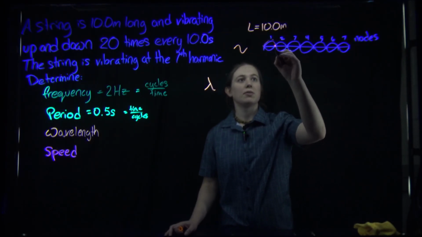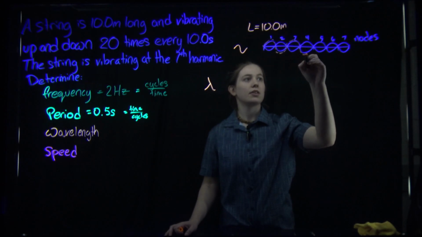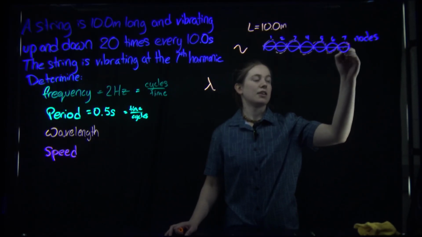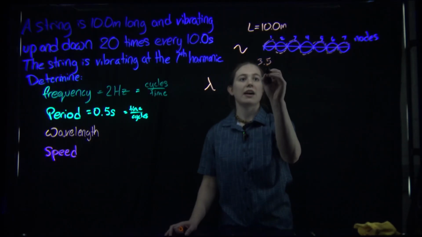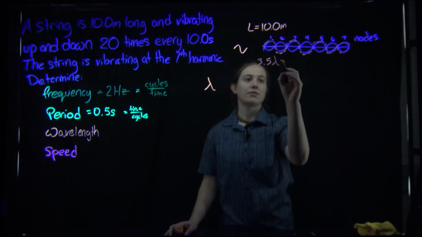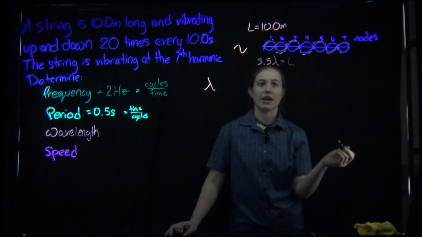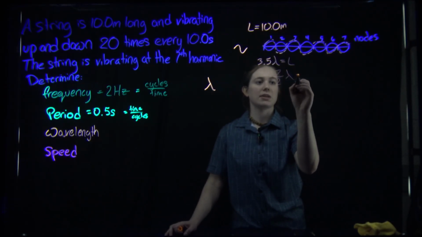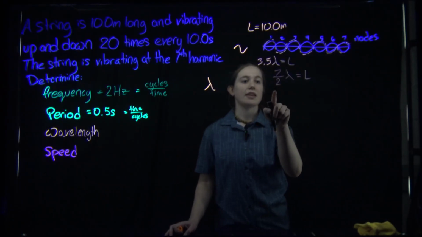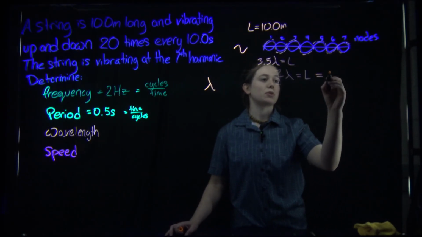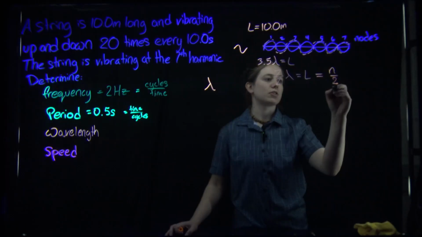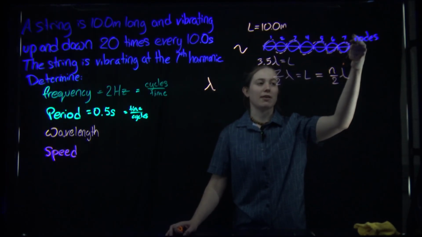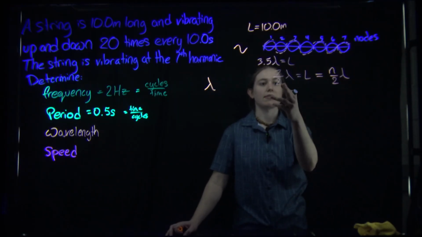So we're just going to count 1, 2, 3, and a half. So we have 3.5 wavelengths for every 1 length of string. We can also write that as 7 halves lambda equals L. And this is where we might find our equation, which is L equals n over 2 times lambda. Remember, n is our number of nodes. We have 7 nodes, so if you put that in, you would get 7 halves lambda.